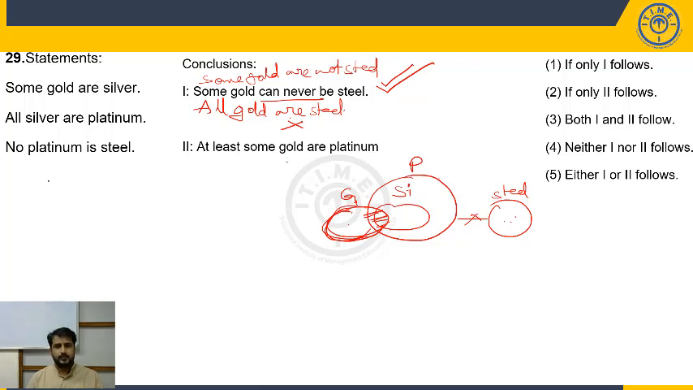Next, at least some gold are platinum. Is at least some gold are platinum? Yes, some gold are platinum. So true. Both 1 and 2 follow. Choice 3. At least some is as good as some. Okay.